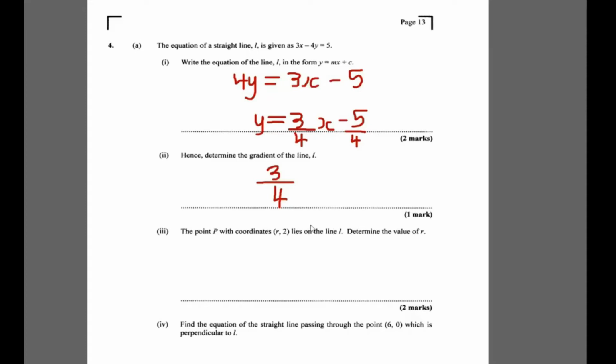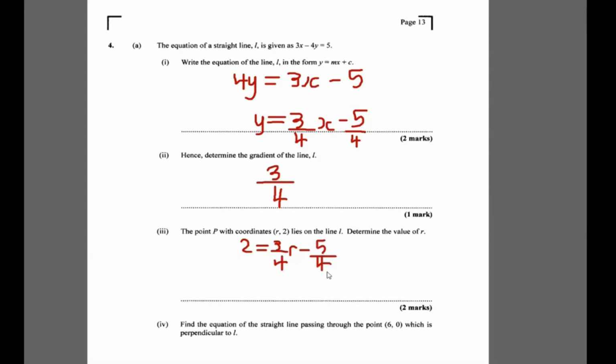Now, if R, 2 lies on the line, then R, 2 will satisfy the equation of the line. So when x is R, y is going to be 2. So you can substitute it right here. So you can say 2 is equal to 3 over 4 R minus 5 over 4. You can use that one if you want, and then you solve for R.